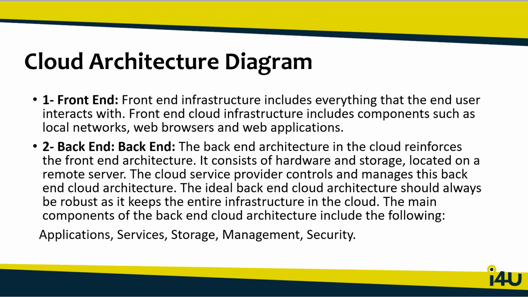2. Back end. The back-end architecture in the cloud reinforces the front-end architecture. It consists of hardware and storage located on a remote server. The cloud service provider controls and manages this back-end cloud architecture. The ideal back-end cloud architecture should always be robust, as it keeps the entire infrastructure in the cloud. The main components of the back-end cloud architecture include the following: applications, services, storage, management, security.